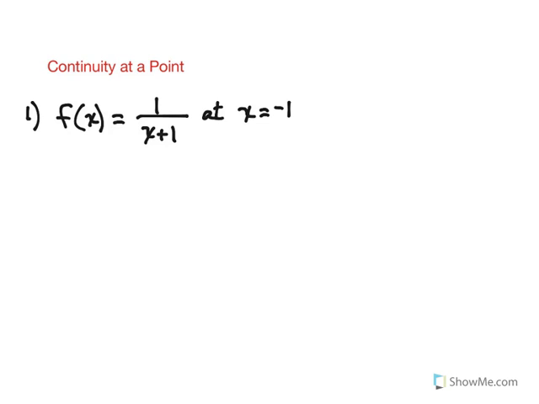So the first one we're going to consider is the function 1 over x plus 1 at x equals negative 1. Now hopefully the first thing that strikes you is that this function is going to be undefined at x equals negative 1 because that would give us a 0 in the denominator. If we look at this from a graphical point of view, we know there would be a vertical asymptote at x equals negative 1.